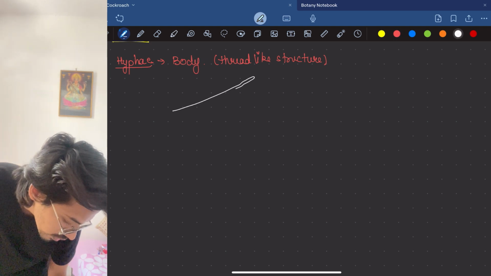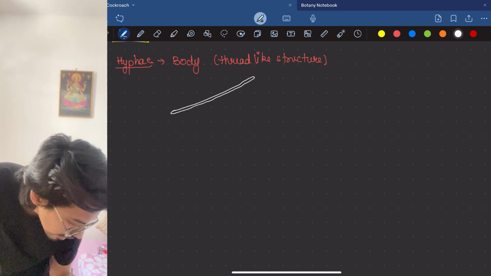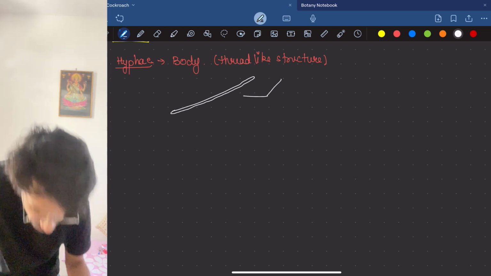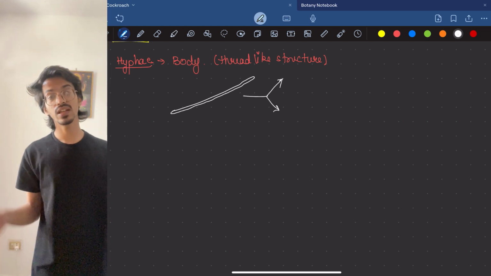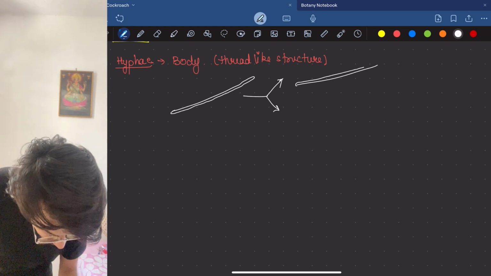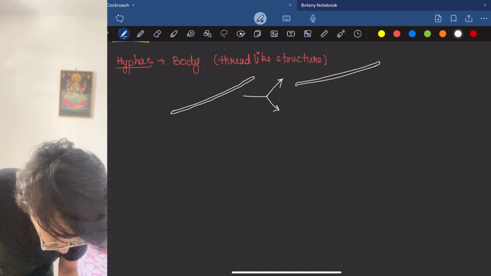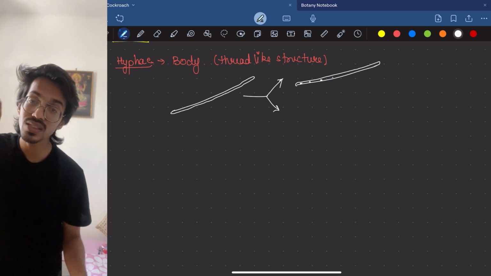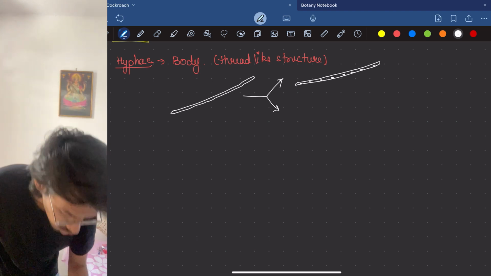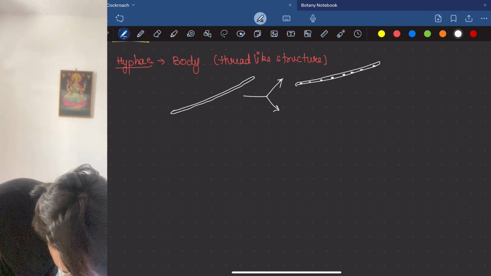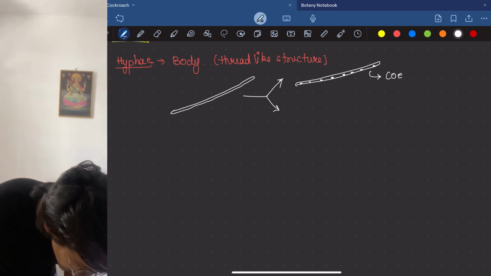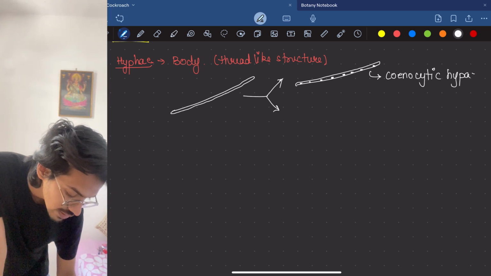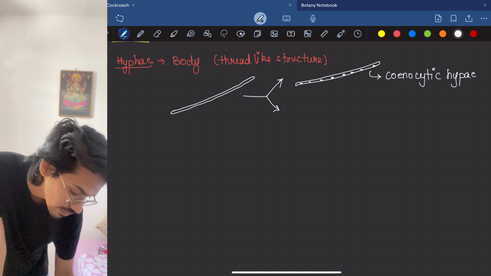If it is a thread-like structure, just think like this. This is a thread-like structure. Now inside this thread-like structure, there can be 2 different conditions that you can see. One is that inside the thread-like structure, multiple cells are present. If I make multiple cells like this, this multiple-cell condition is called what? It is called coenocytic hyphae.